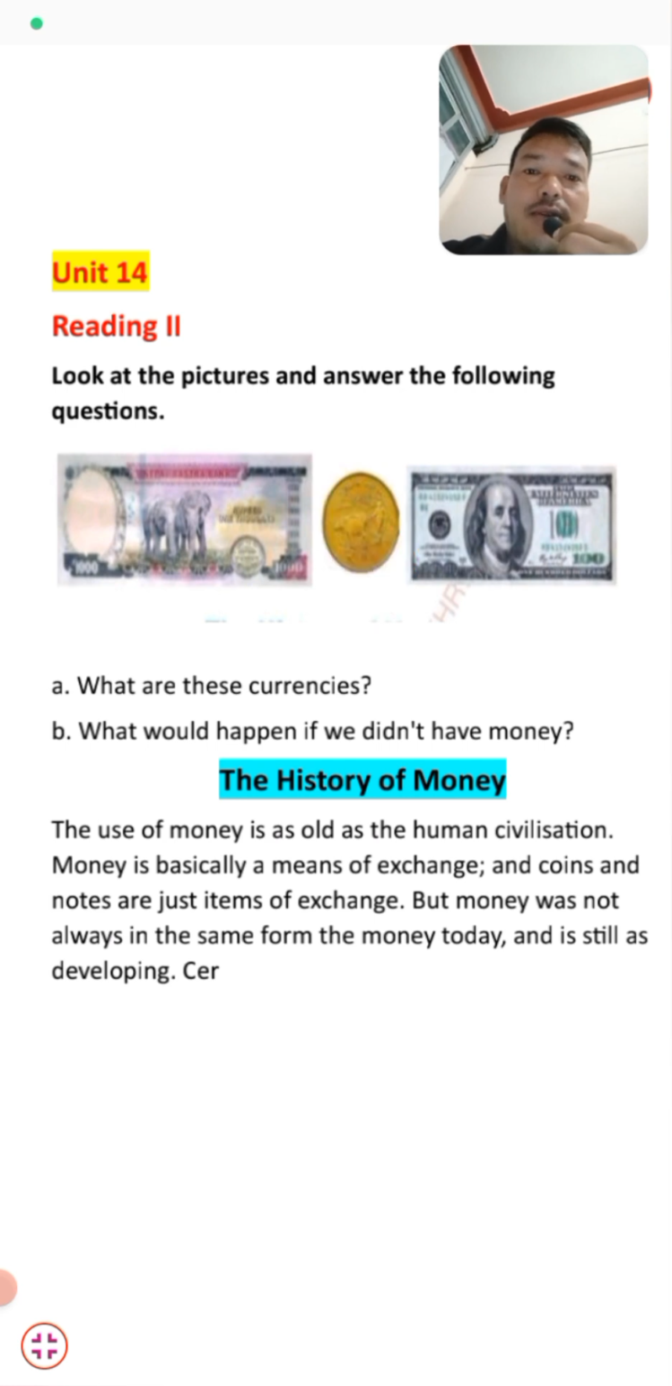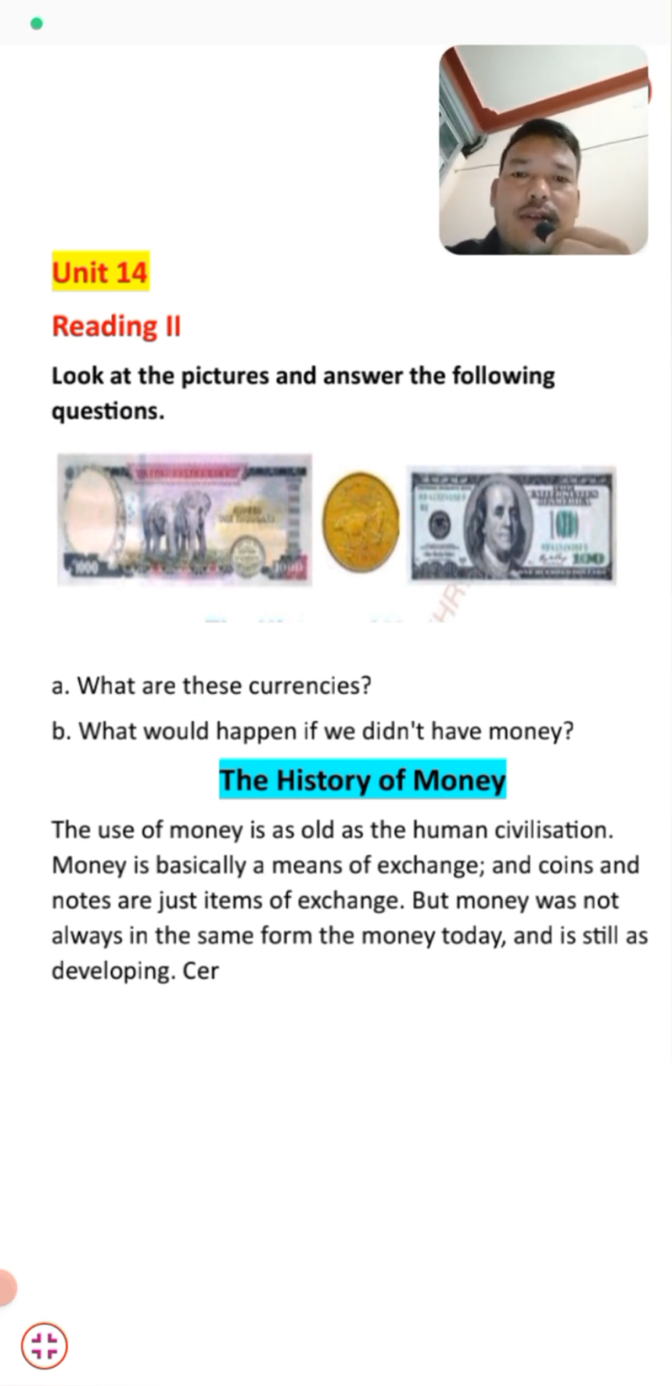In the second one, we can see a coin. It is also Nepali currency, students. And in the third picture we can see it's a US currency, a dollar, $100. Students, all these are the currencies of different countries, Nepal and USA.